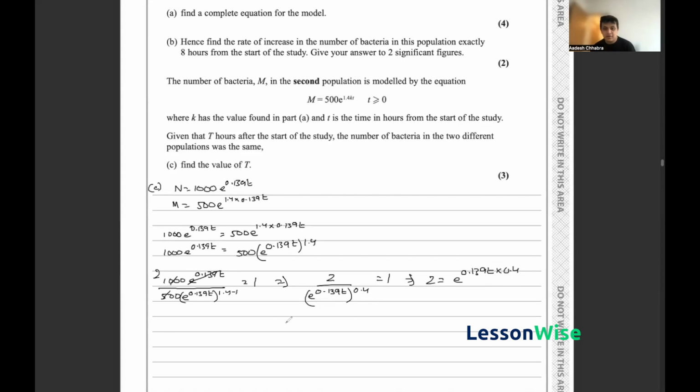So if I introduce the natural logarithm to both sides of this equation now, I get ln 2 is equal to ln of e to the power of 0.139T times 0.4, and we know that the natural logarithm of e is just 1, so this further simplifies down to ln of 2 is equal to 0.139T times 0.4. Then we can divide both sides by 0.139 times 0.4 to get T is equal to ln 2 divided by 0.139 times 0.4, and this is equal to 12.47, which roughly rounds to 12.5.